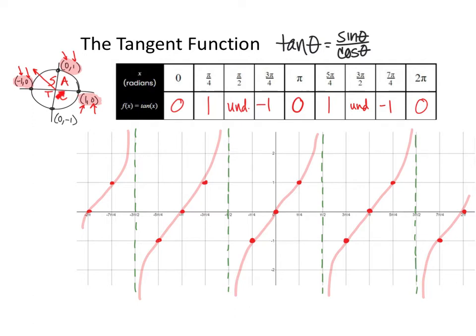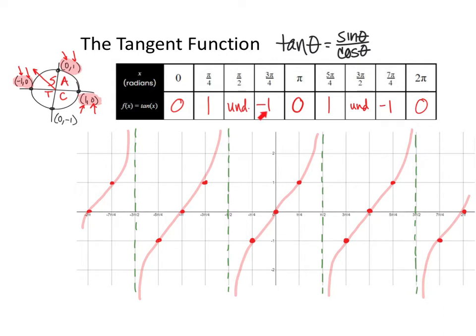At angle 0, sine is the second coordinate, so it's 0 divided by cosine. 0 divided by 1, well, that's 0. At pi over 4, that's 45 degrees, and the tangent of 45 degrees is 1. That's something we should have memorized. And then at pi over 2, which is 90 degrees, the coordinates tell me that this is 1 divided by 0, which is undefined. We can't divide by 0.